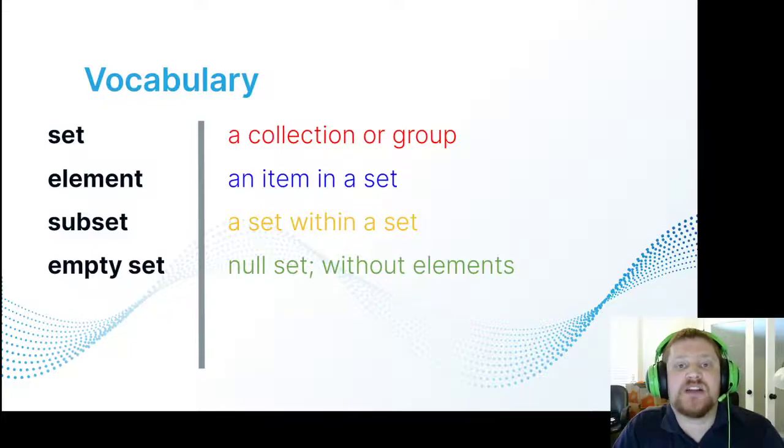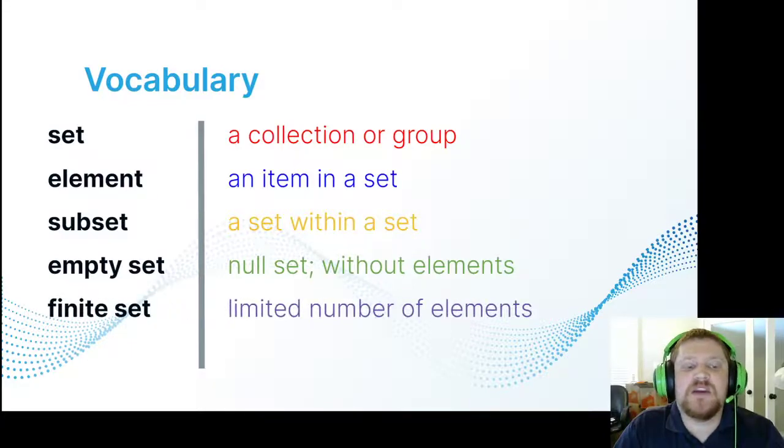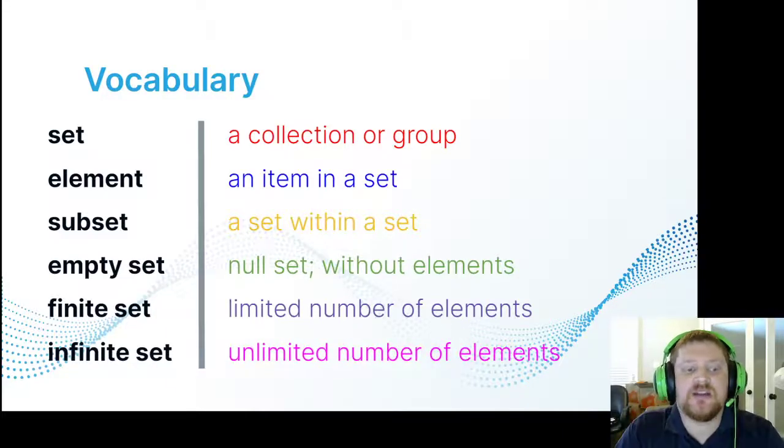There are two kinds of sets that we worry about. The first one is one where you have a limited number of elements. So that's things like the numbers 1 to 10. There's only 10 of them. That's a finite set. However, if we wanted to talk about all numbers ever, that's an unlimited number of elements, which would be an infinite set.